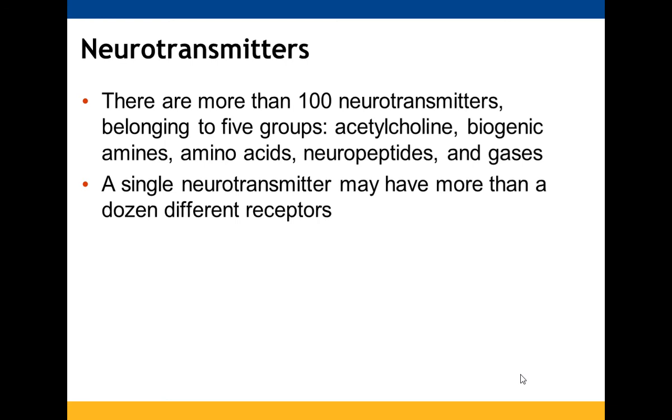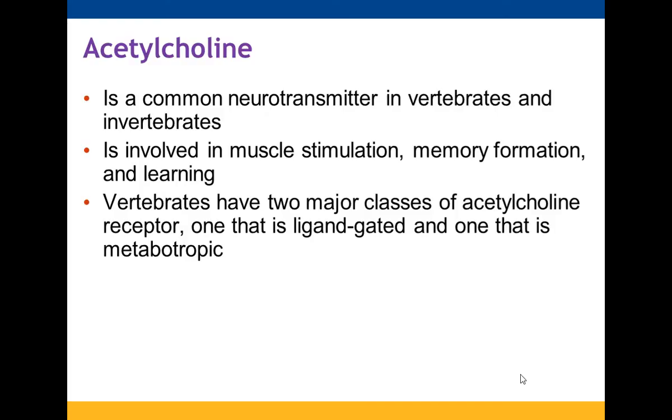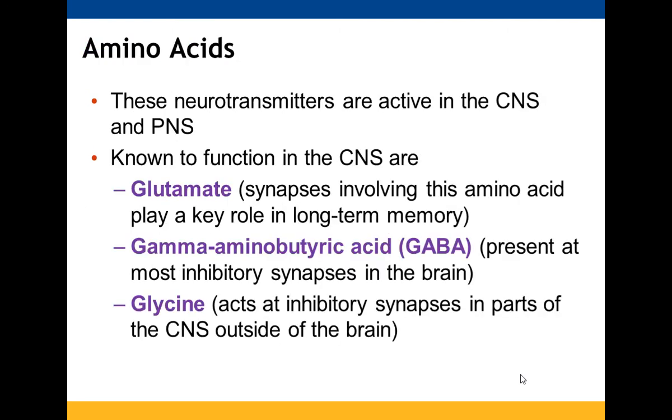So some examples of neurotransmitters. There's five main groups. We have the acetylcholines, the biogenic amines, the amino acids, the neuropeptides, and the gases. And each of these individual neurotransmitters can have lots of different receptors. So there are examples of them, and we'll talk about each of them on the subsequent slides. Acetylcholine is a common neurotransmitter in vertebrates and invertebrates. It plays key roles in muscle stimulation, memory formation, and learning. Vertebrates have both ligand-gated and metabotropic acetylcholine receptors.